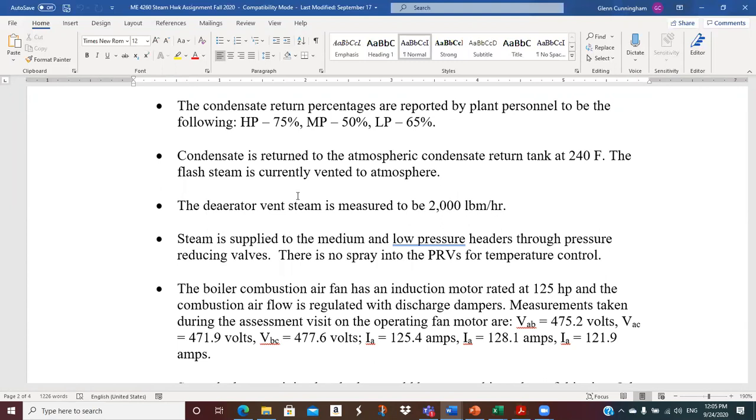You're going to have to calculate the amount of flash steam. Well, that's not hard. You can do it, or you can get online and find flash steam calculators that'll do it for you. But it's a pretty simple thermodynamic calculation.